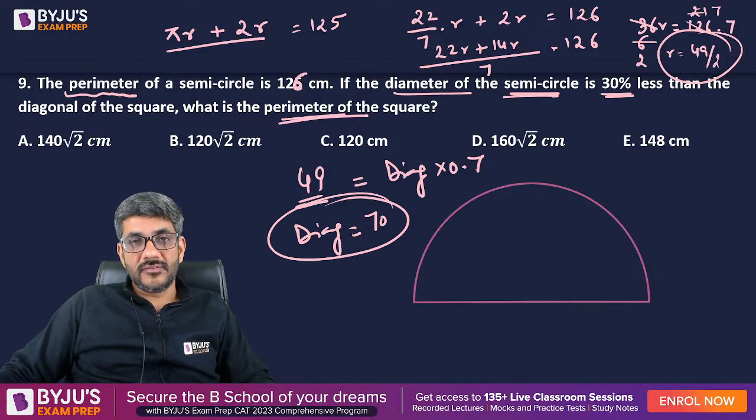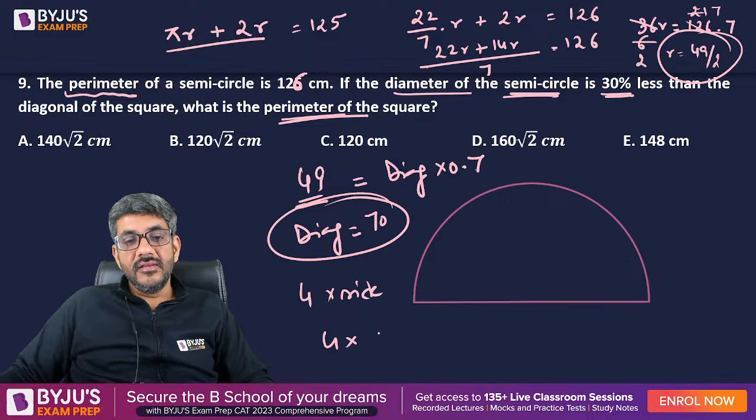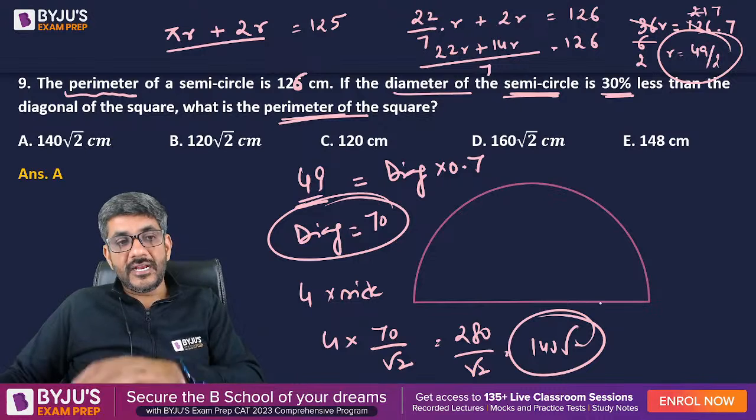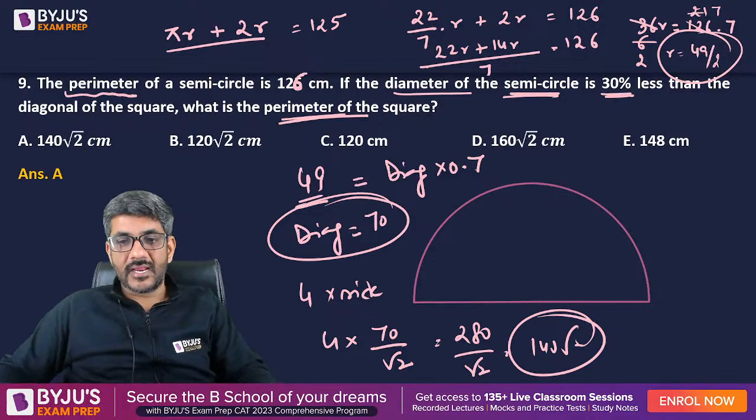What is the perimeter of the square? Perimeter of the square is 4 times the side. And the side will be the diagonal divided by root 2. So it is 280 divided by root 2, or you can say 140 root 2. So that is the right answer for the question. That is option A. 140 root 2 is the right answer.